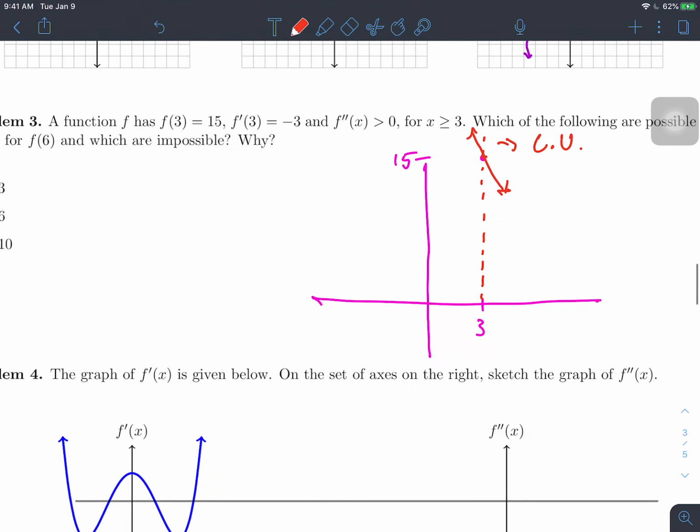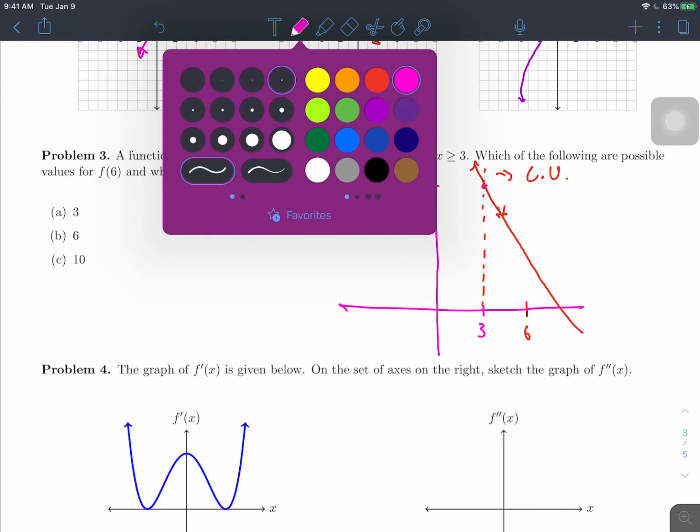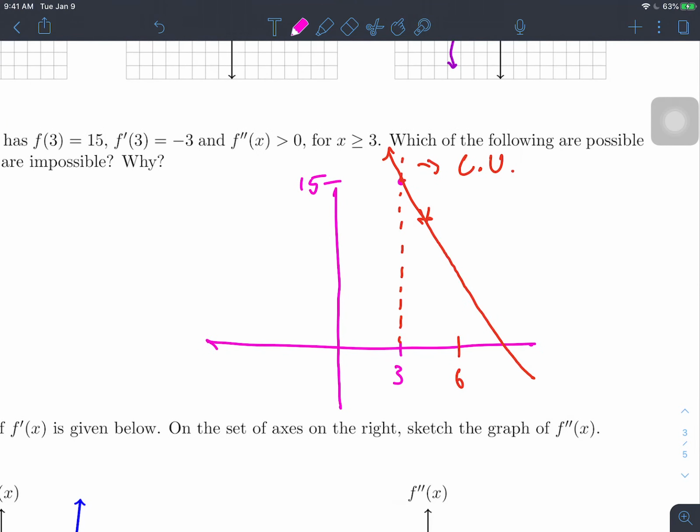So here's the key idea in this problem. I'm going to extend this tangent line a little bit, like this. And maybe here's 6. If I were to draw my graph in pink here, I don't really know what it looks like. The only thing I know is that it's going in this direction at the start, and it's concave up. So it might look something like this, or something like this, or something in between. We're not really sure what f looks like. But we know it's concave up.